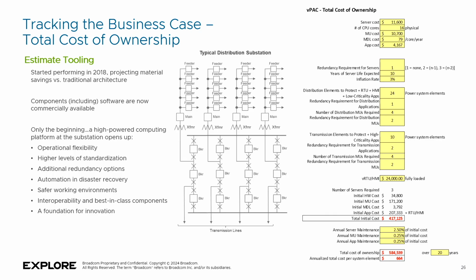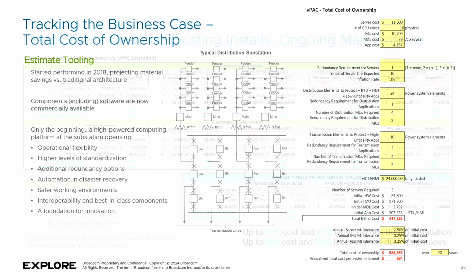I already talked a lot about the benefits, and I think I hit on all the bullet points, maybe except for the bottom one, which is really exciting for us. We don't intend to just meet the functionality of our existing devices. We want this to be a foundation for innovation. So this platform, high compute in the substation, is really exciting. We can have new algorithms that do new things, collect a lot more data, and help solve some of the problems that we have at a higher level that Ram talked about earlier.